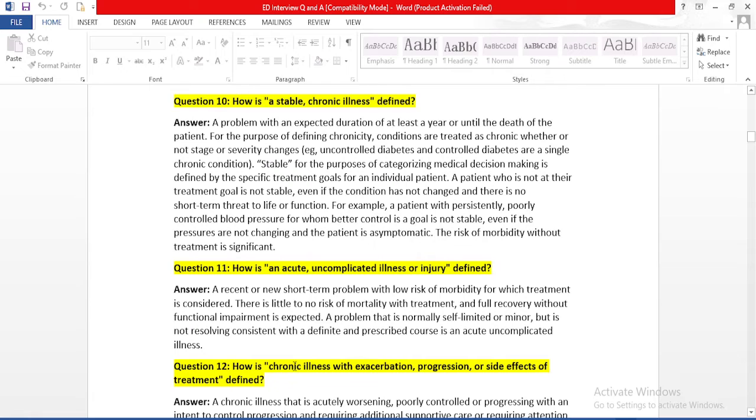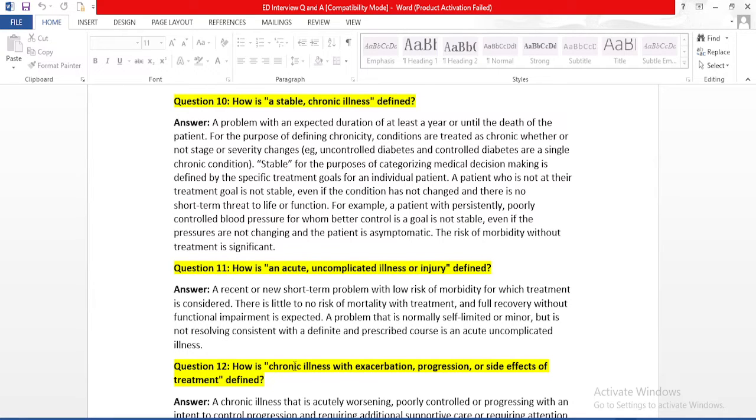Next question. How is a stable chronic illness defined? A problem with an expected duration of at least a year or until the death of the patient. So the expected duration of a chronic illness is at least 1 year or until the death of the patient. These chronic conditions will exist more than 1 year or until the death of the patient.